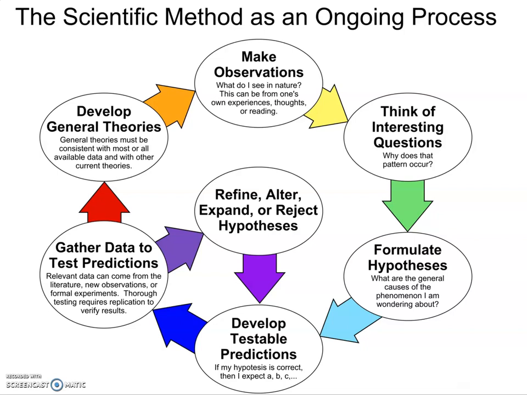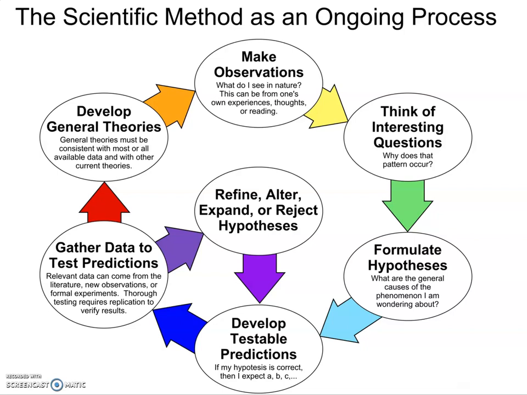Your question can lead to a hypothesis. A hypothesis is going to be what you think is happening. What's the general cause for this thing that you're interested in? And notice that the next step is a testable prediction. A hypothesis and a prediction are very closely related to each other. They're technically not the same thing. A hypothesis is a more broad statement about what you think, whereas a testable prediction is very specific. If I do this, then this other thing is going to happen.